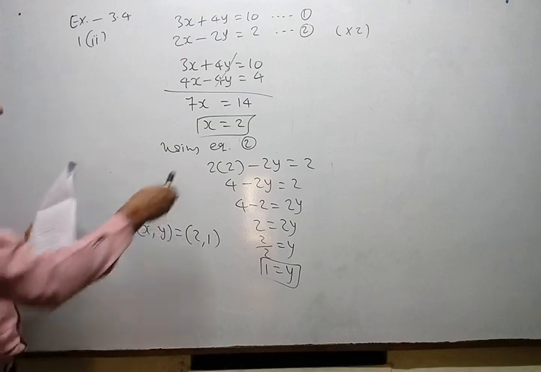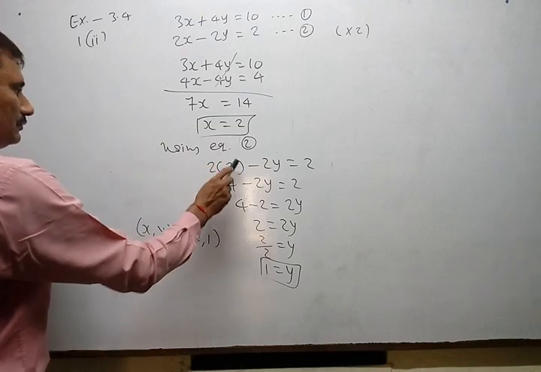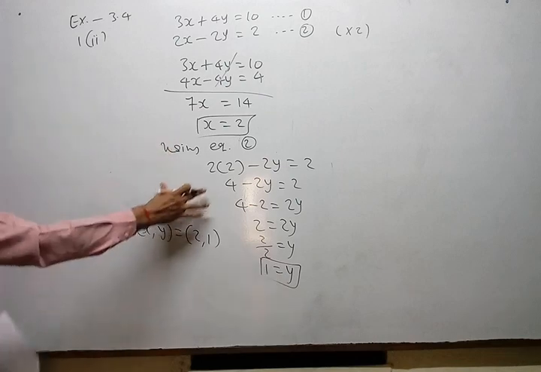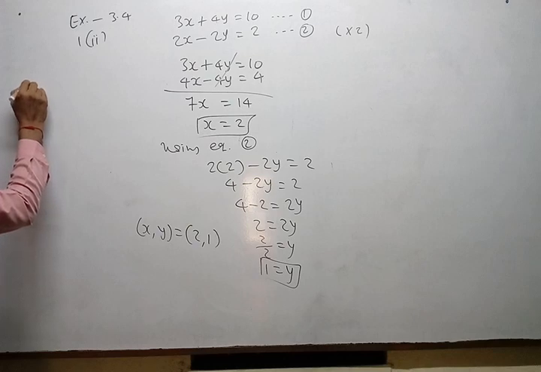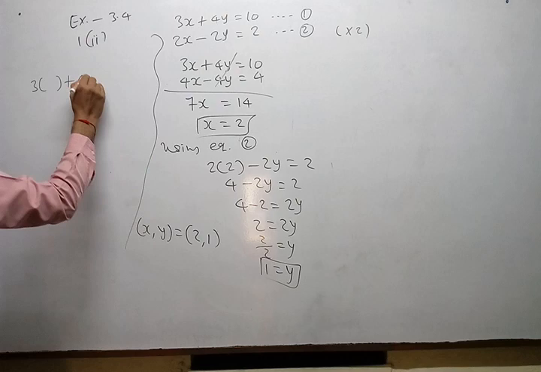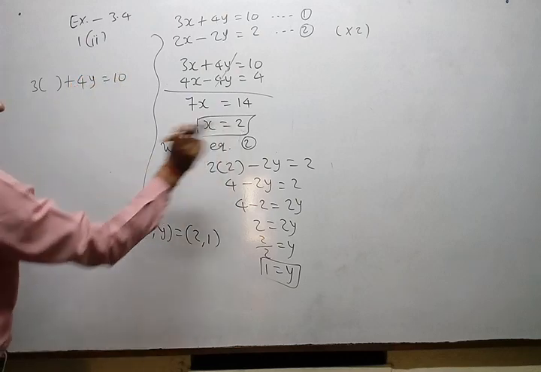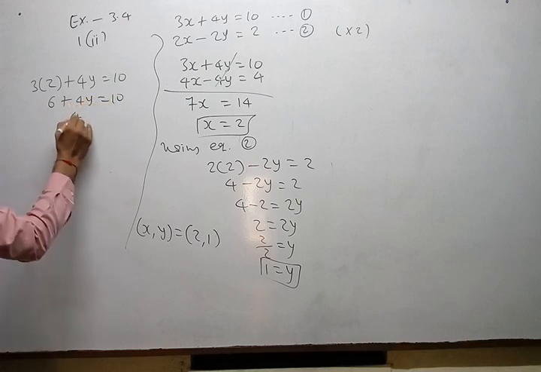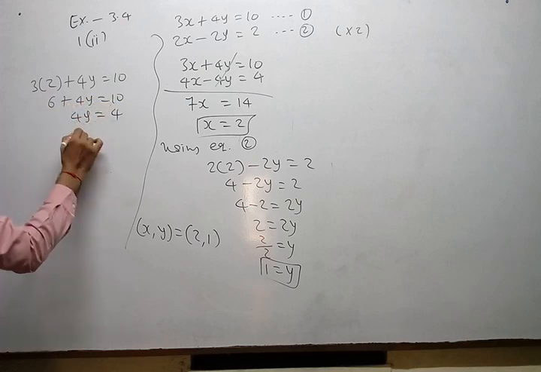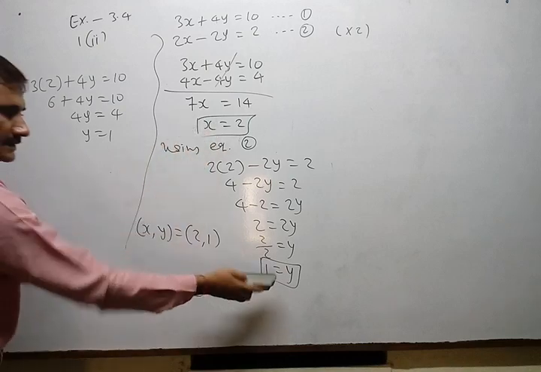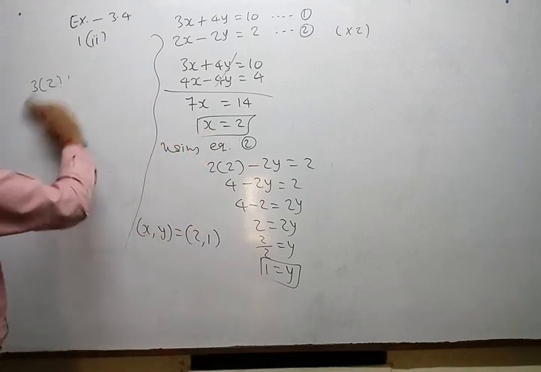If instead of the second one, suppose you want to use the first one, then also you will get y equal to 1. This is extra, not compulsory. Any one should be used. Suppose you want to find it using the first one. So x we got 2. So 6 plus 4y equal to 10. So 4y equal to 10 minus 6, 4. So y equal to 1. Any one equation is to be used at last for getting the second variable.